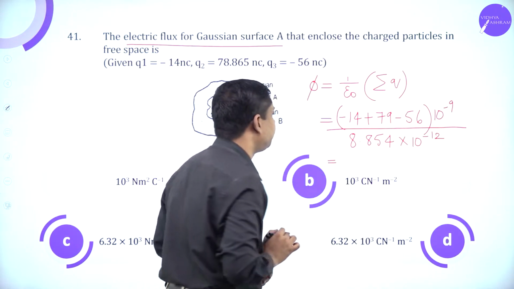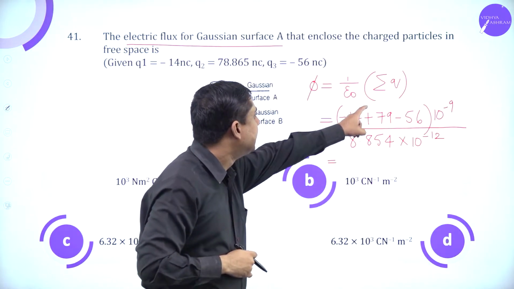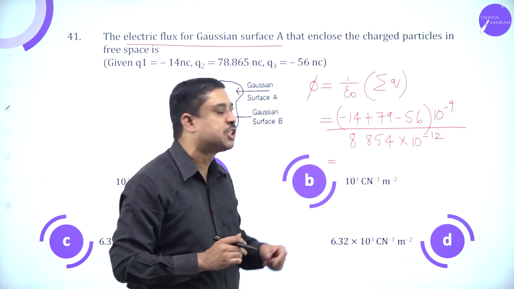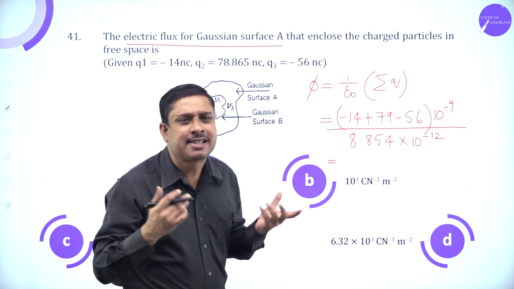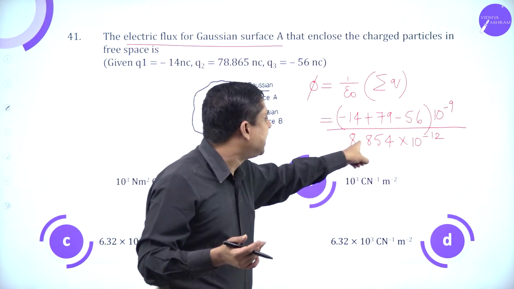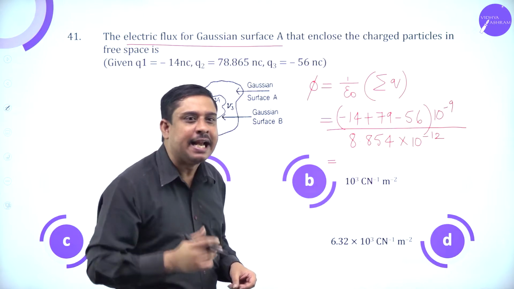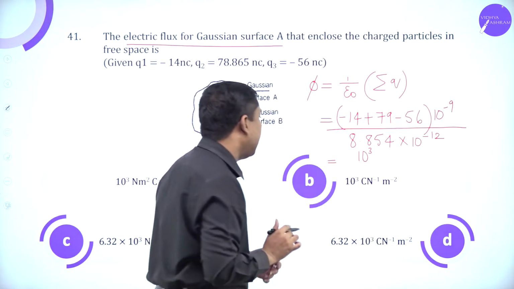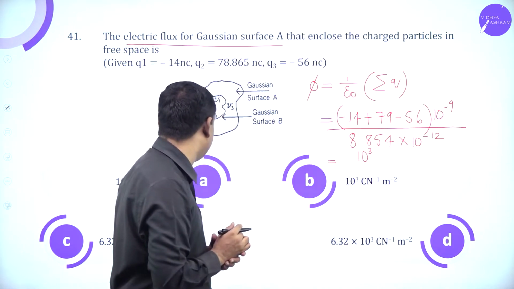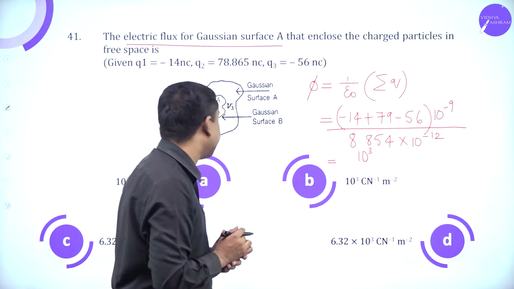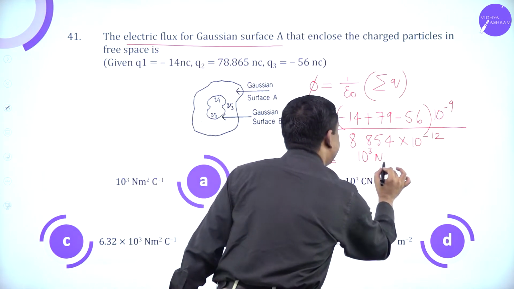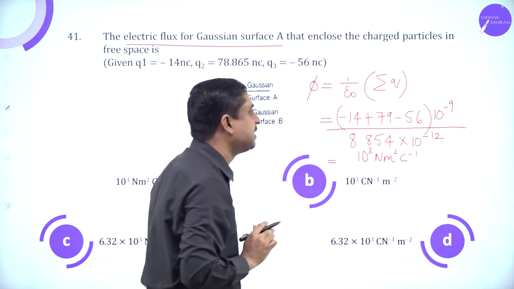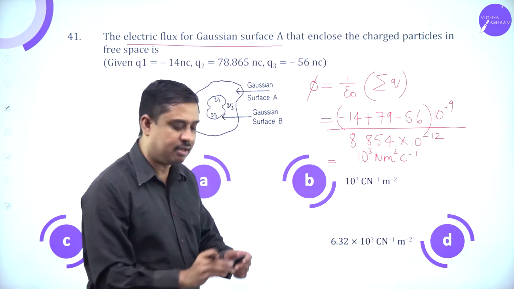So this is, if you observe, 79 minus 56 minus 14. Approximately 9. Take this to be nearly 9. 9 and 9 gets cancelled. This is 10 power 3, and the suitable SI unit is Newton meter square coulomb minus 1, electric flux. So the first option is correct.